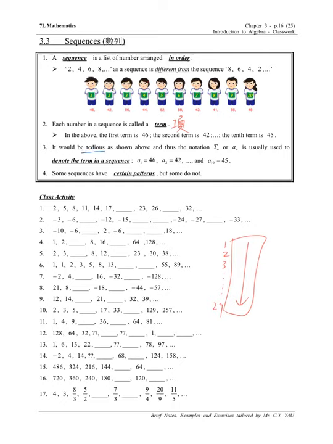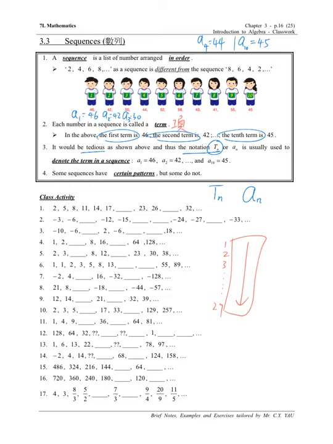Okay, so we use the notation T subscript n to stand for term n, or we can use A subscript n to denote the term in the sequence. In this example, the first term, we use A subscript 1 equals 46. It means that the first term, the second term, the third term, alright, the fourth term is 44. The 10th term is 45. Okay, so you reduce many English wordings.